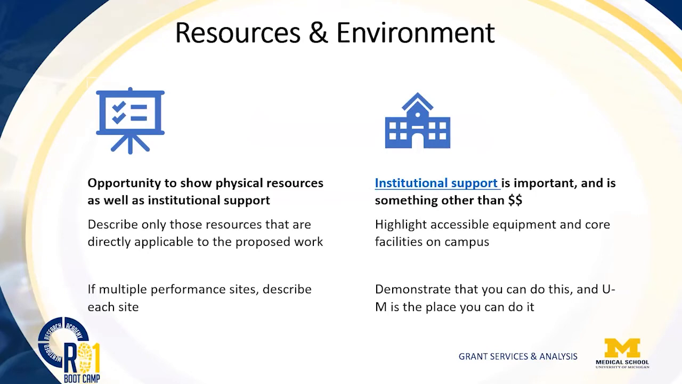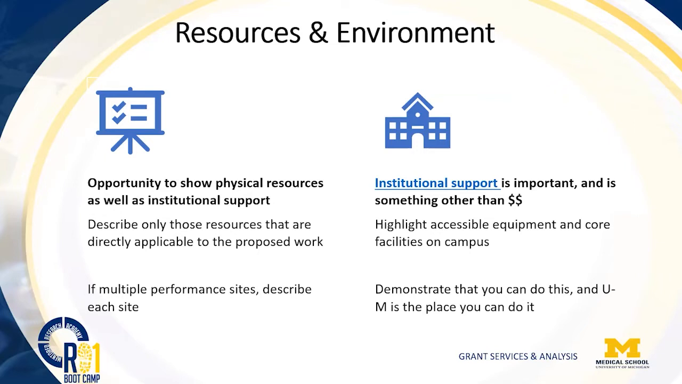What you want to do with your resources and environment section is this is really an opportunity to show not only physical resources here at the University of Michigan, but also institutional support that you have. You definitely want to make sure that those resources are directly applicable to your proposed work. So if you are copying and pasting a facilities and resource section from another grant, from another source, make sure you are modifying that and only including things that are applicable to your application.